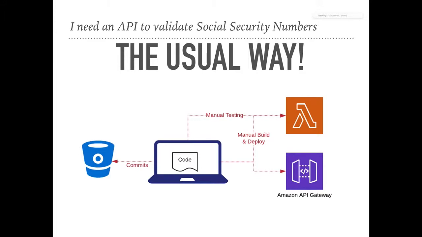The usual way that the team will start developing this solution is to start writing code on their local machines and then creating a Git repository where to store copies of that code. Once they're done with that, they're probably going to start to manually build and deploy the AWS elements that they need in order to run their serverless application. They're also going to do manual testing on this.